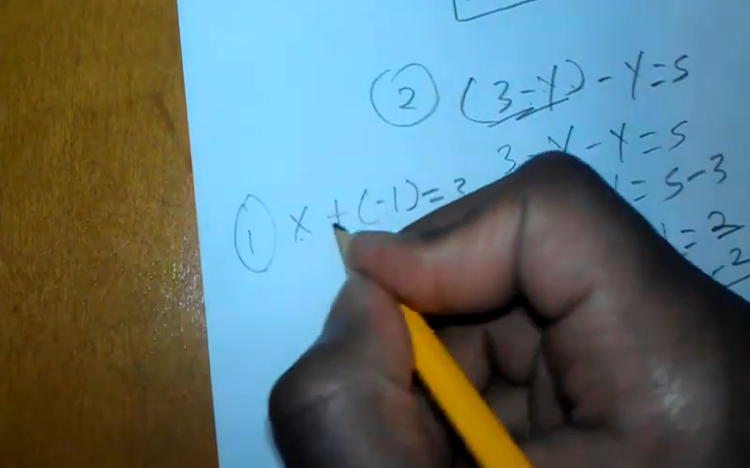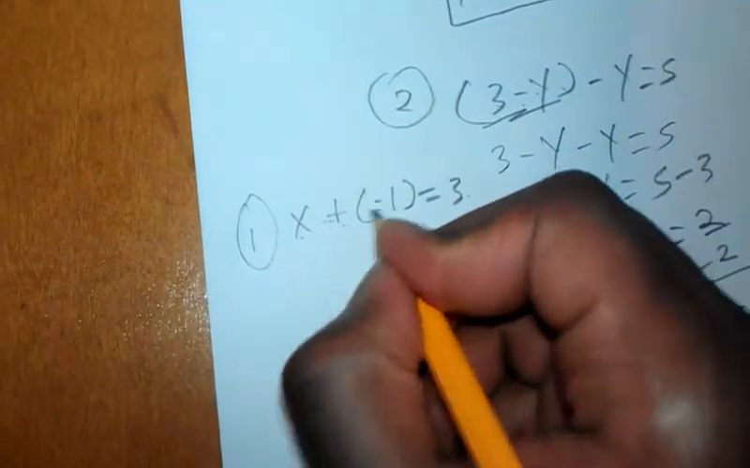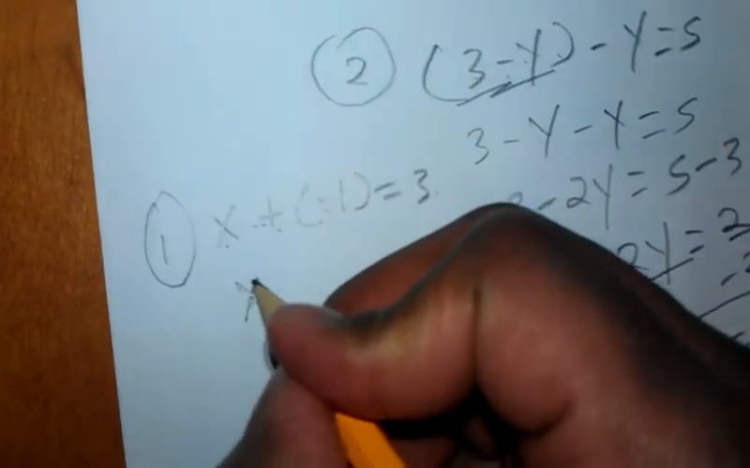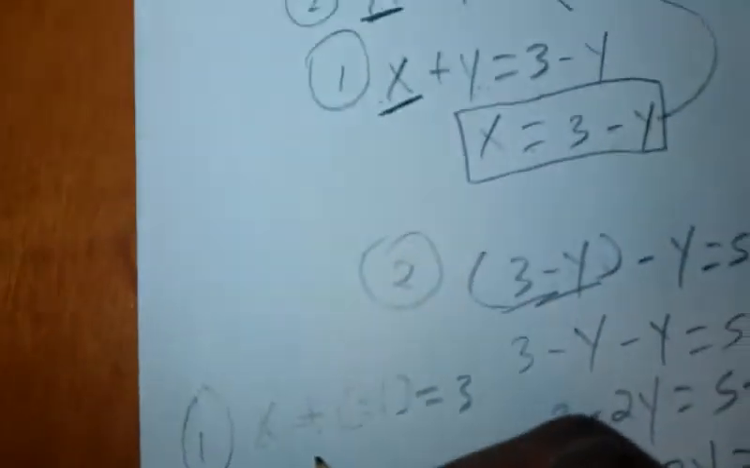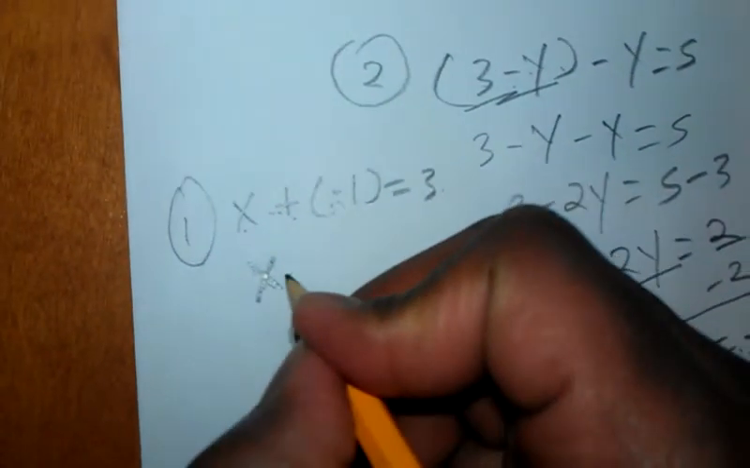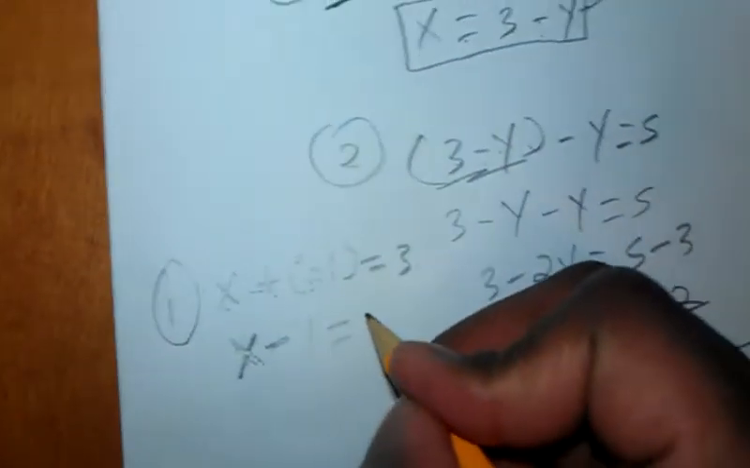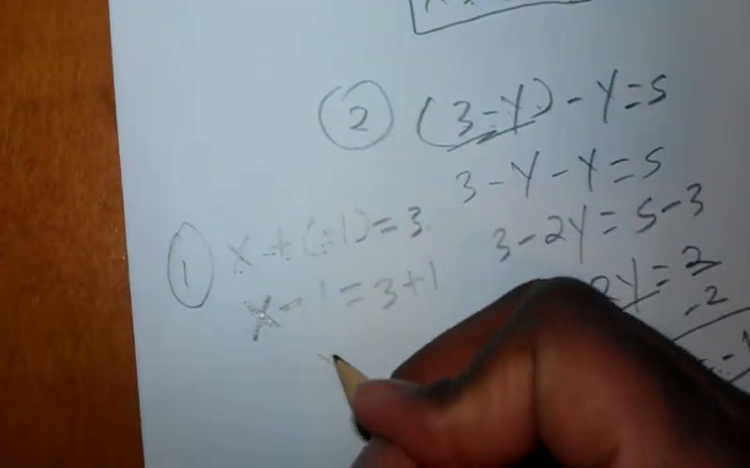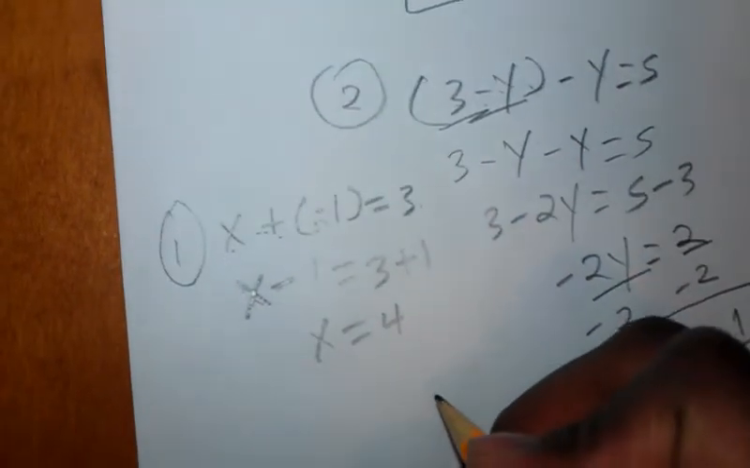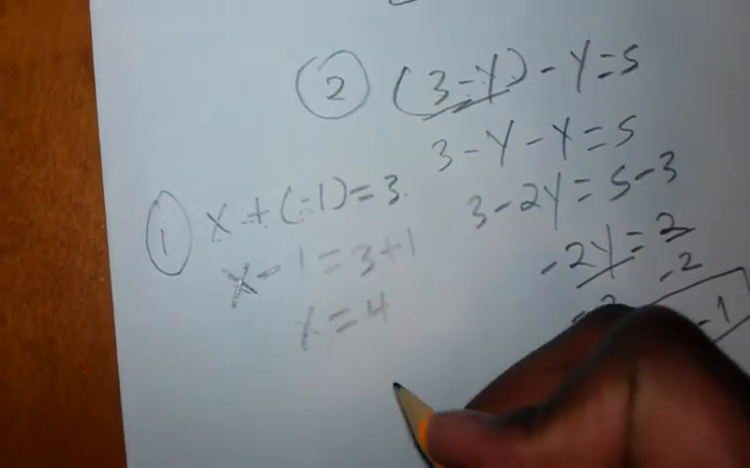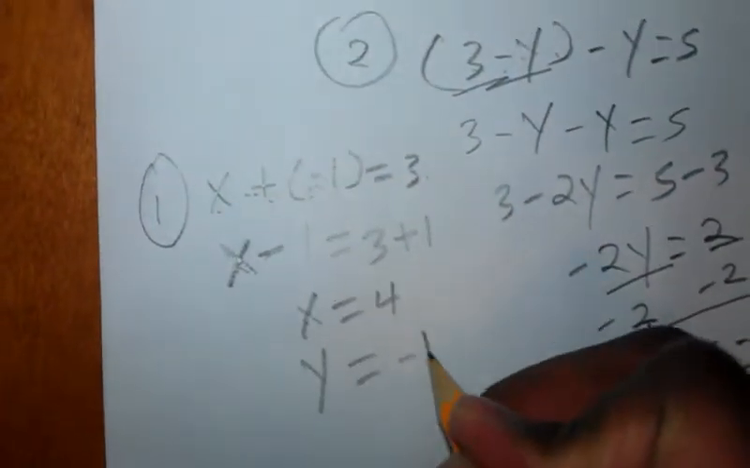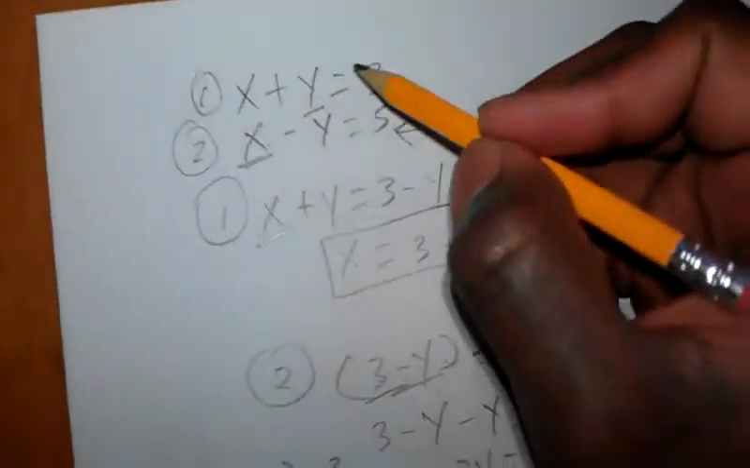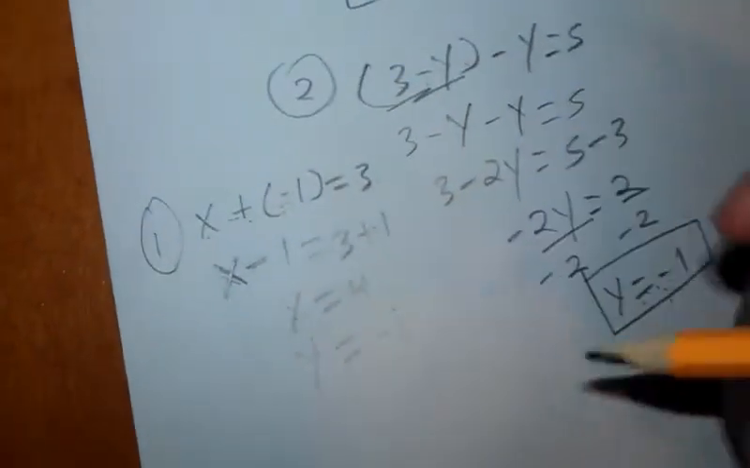And it's just algebra from here. When a negative and a positive come together, I have a negative: negative 1 plus 3. Then I add 1 to both sides. x is then equal to 4. So there you have it. I have x is equal to 4 and y is equal to negative 1. I have my answers to the system of equations through substitution.